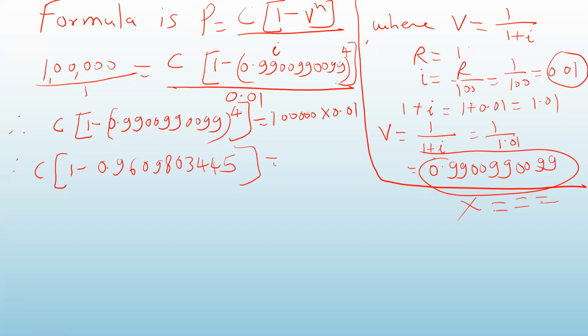That is equal to 1 lakh into 0.01, so the right hand side will be 1000. Now this is equal to C into, subtract this number from 1. So you will get 0.0390196555, and this is equal to 1000.